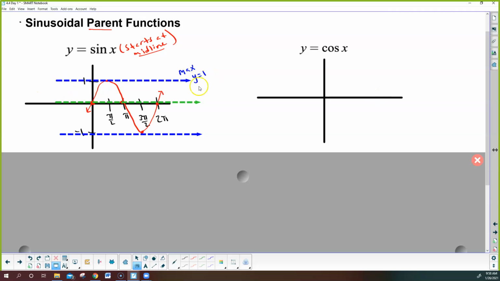The max is at the equation y equals 1. The min is at the equation y equals -1. And then our midline is at the equation y equals 0. Why is it 0? Because I could put a +0 at the end here, and that just means I do not shift anything up and down. So if I had a k value that was +8, I would shift everything up 8 units. And that's just how the k value affects it.